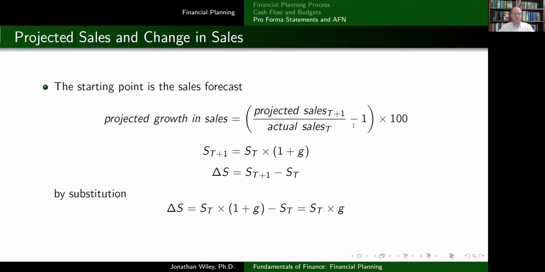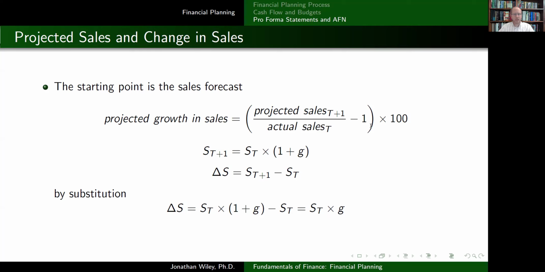Now, if you want to actually write out the number, you multiply by 100 to have a percentage format. If you're doing that in Excel, we can just do projected sales over actual sales minus 1, and that would be in decimal form. Then you just format it as a percentage in Excel, and it would present it correctly. So that would be my projected growth in sales, my growth rate.